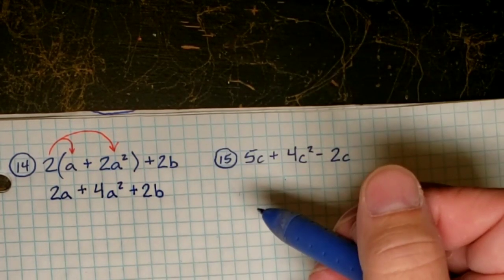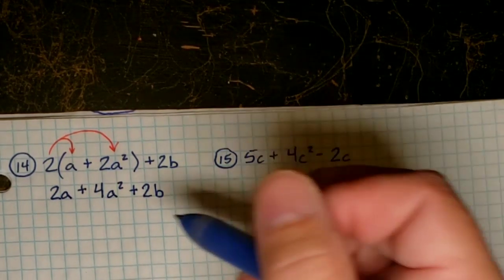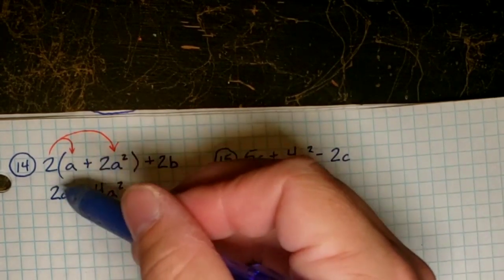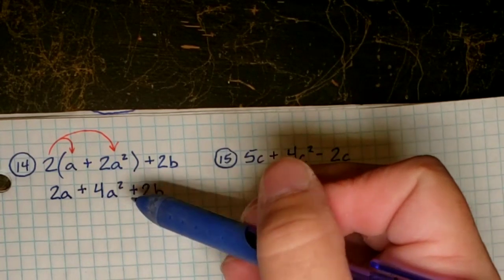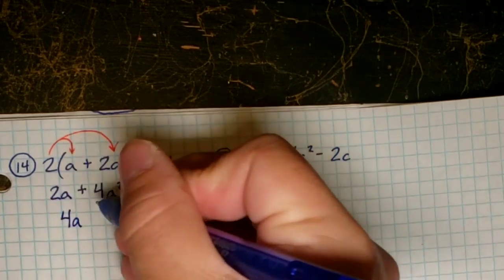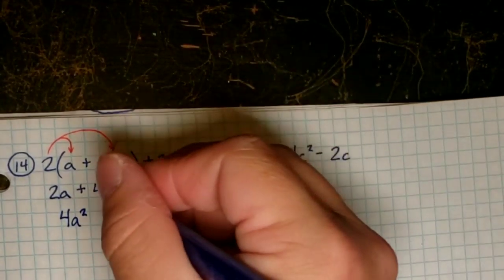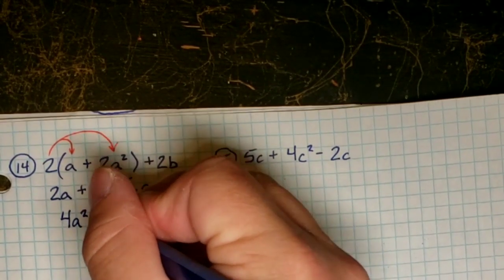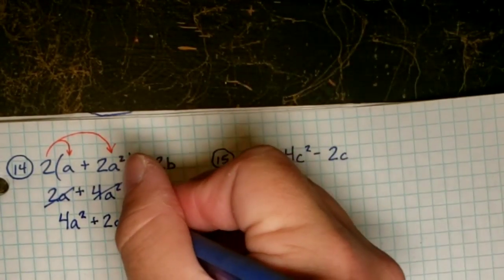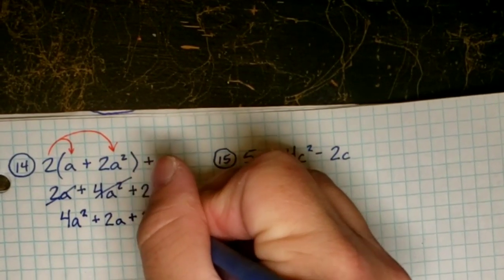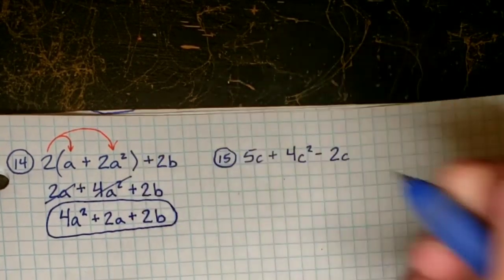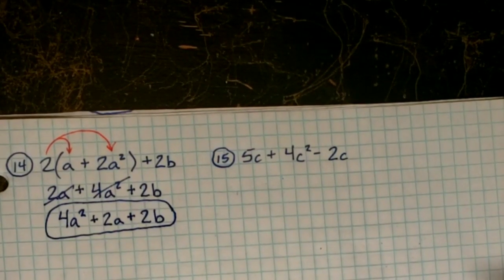So the last thing we need to worry about is putting them in the right order. Okay, A comes before B in the alphabet, so these A ones need to come first, but which one needs to come very first? You start with the biggest exponent. So we need the positive 4a squared first, then the positive 2a, and then we can move on to a different letter, so plus 2b. So once we distributed, we had the right answer, it was just in the wrong order.